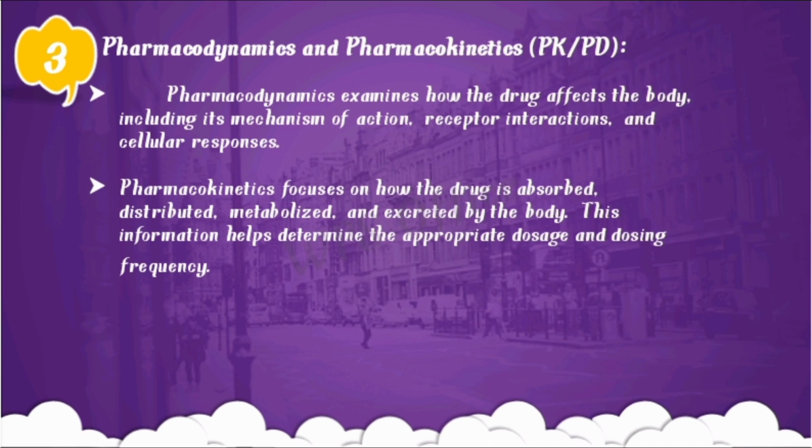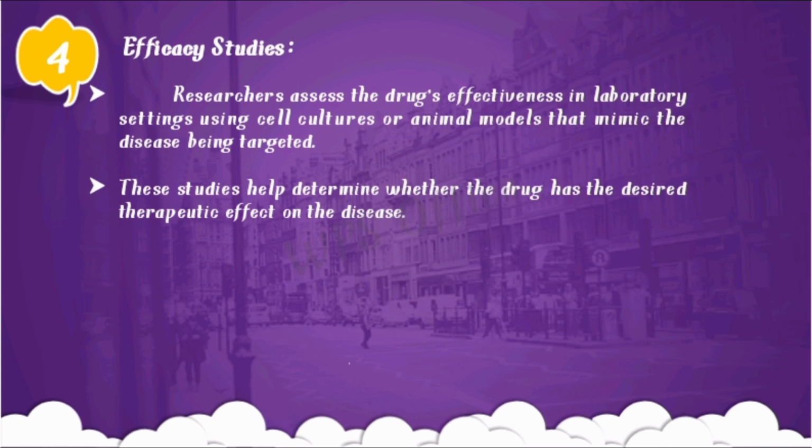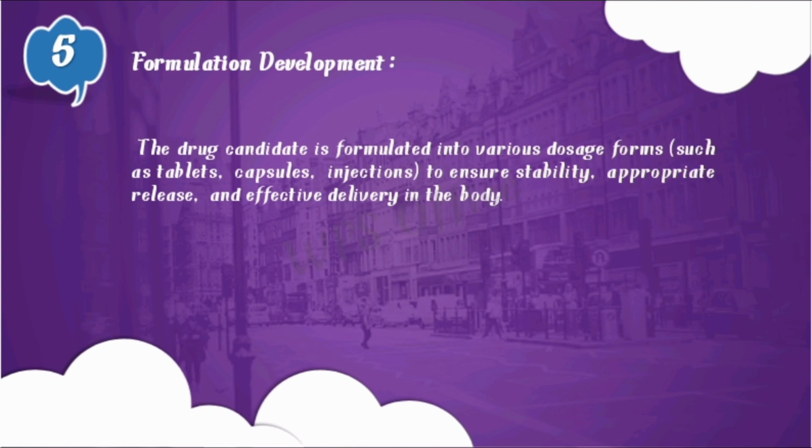And the fourth step is efficacy studies. Researchers assess the drug's effectiveness in laboratory settings using cell culture or animal models that mimic the disease being targeted. These studies help to determine whether the drug has the desired therapeutic effect on the disease. And the fifth step is formulation development. The drug is formulated into various dosage forms, such as a tablet, capsule, or injection, to ensure stability, appropriate release, and effective delivery in the body.